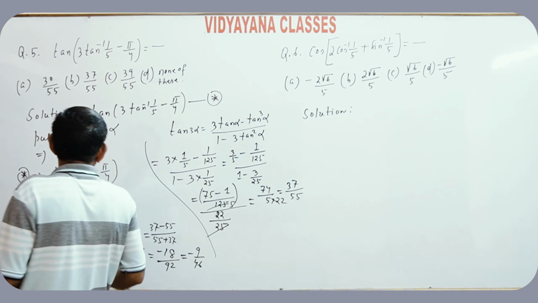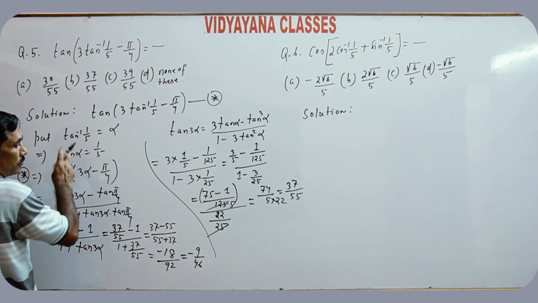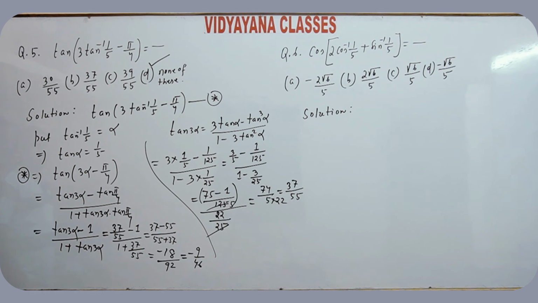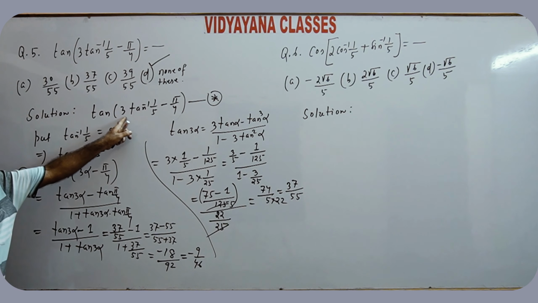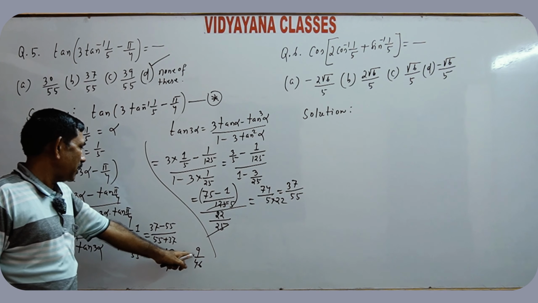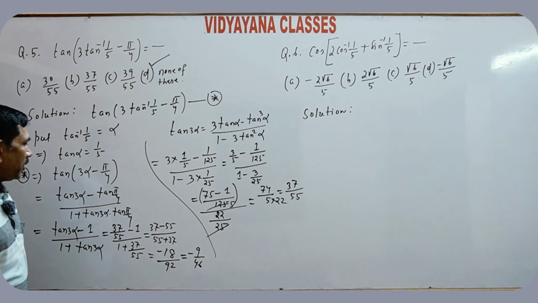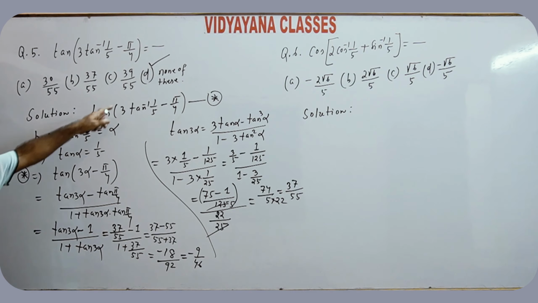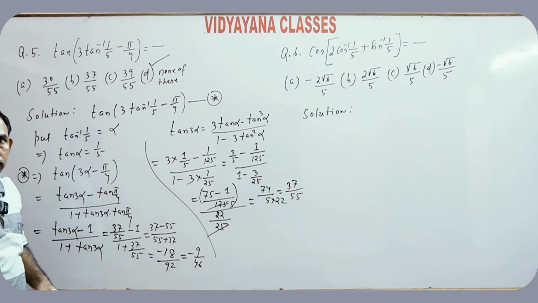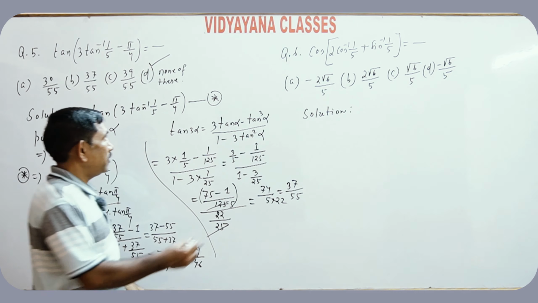The correct answer is none of these. Tan of (3 tan inverse 1 by 5 minus pi by 4) is equal to minus 9 by 46. So the correct option is D, that is none of these. Clear? Okay.